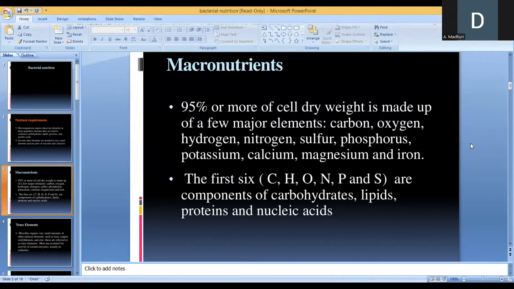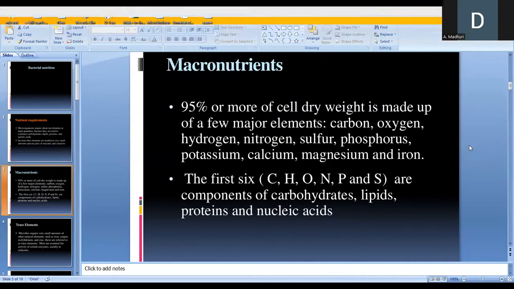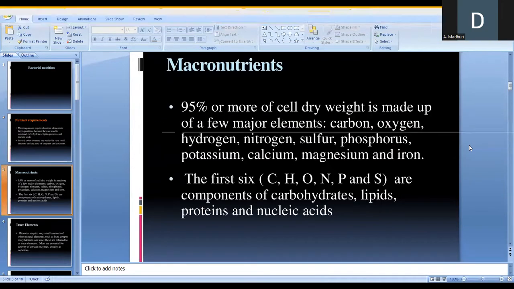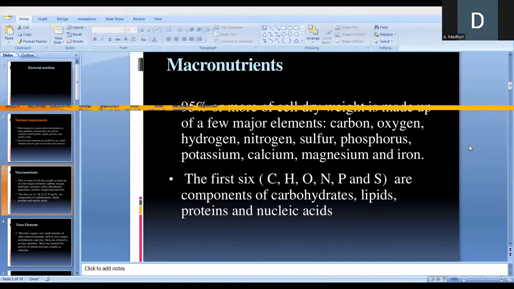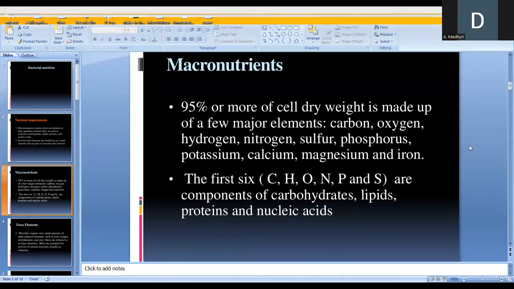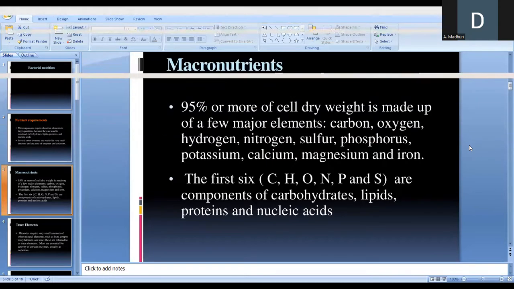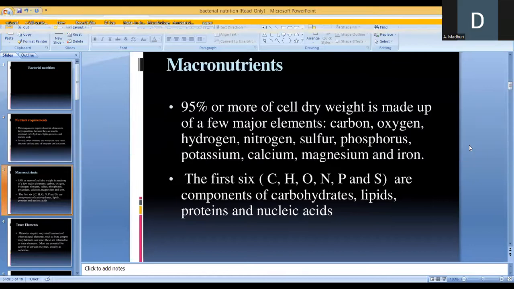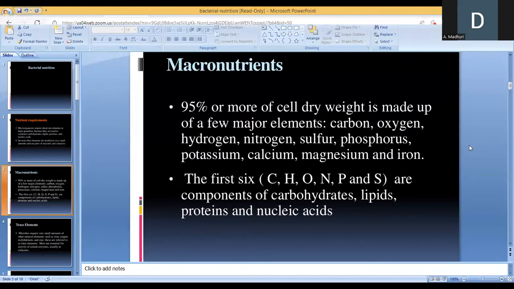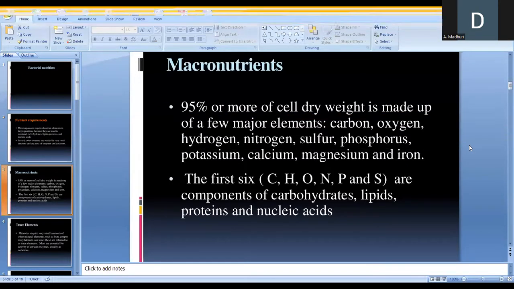95% or more of the cell dry weight is made of few major elements. If you take the dry weight of the cell, you can see that the cell is mainly composed of carbon, oxygen, hydrogen, and nitrogen. Okay, these major 4 elements. After that comes your sulfur, phosphorus, potassium, calcium, magnesium, and iron. So all these elements together are called macronutrients.